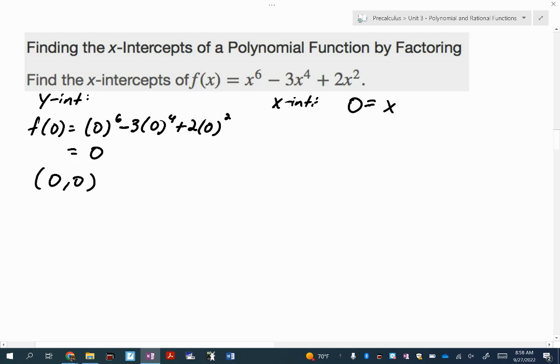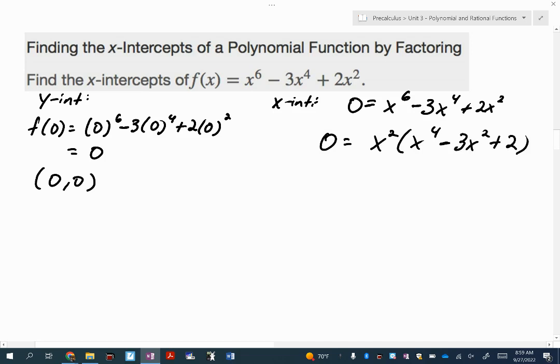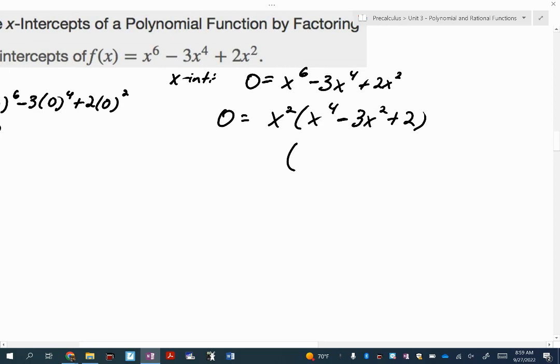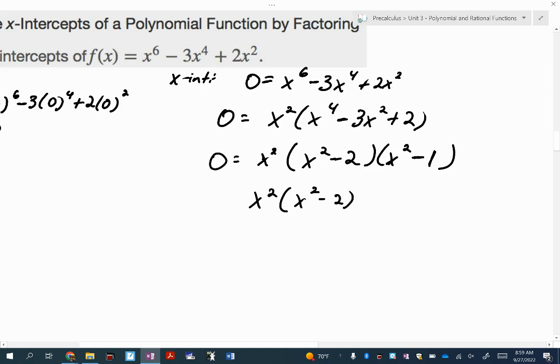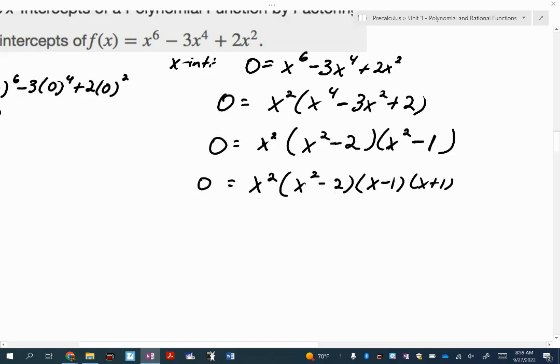So let's set the entire function equal to 0 so we can do some factoring. I'm going to factor out x squared, which leaves x to the 4th power minus 3x squared plus 2. We've factored a couple like these now, where if you think of it as x squared and x squared in your binomials, factors of 2 that add to negative 3 are minus 2 and minus 1. I'm going to keep factoring because I have the difference of 2 squares with x minus 1 and x plus 1. And now I'm ready to write down my x-intercepts here.